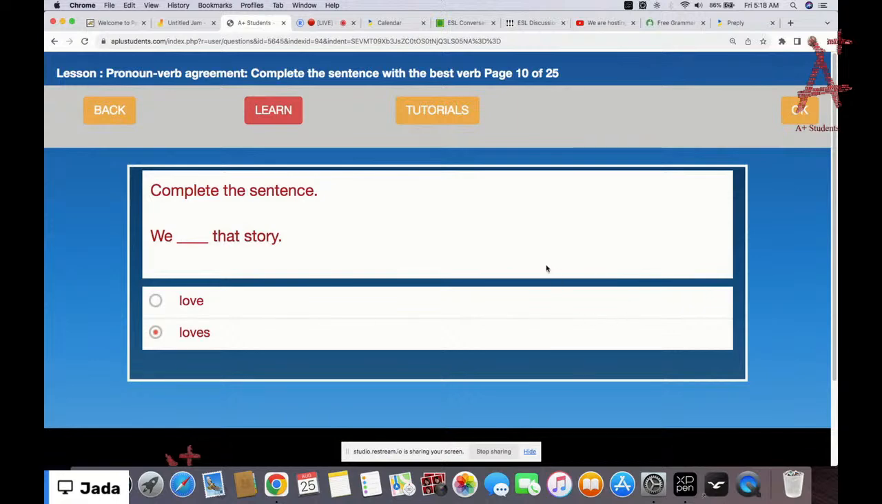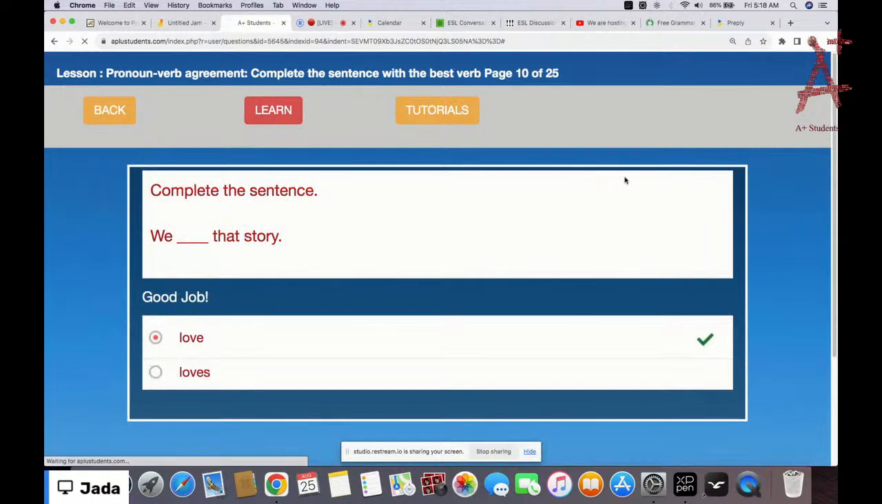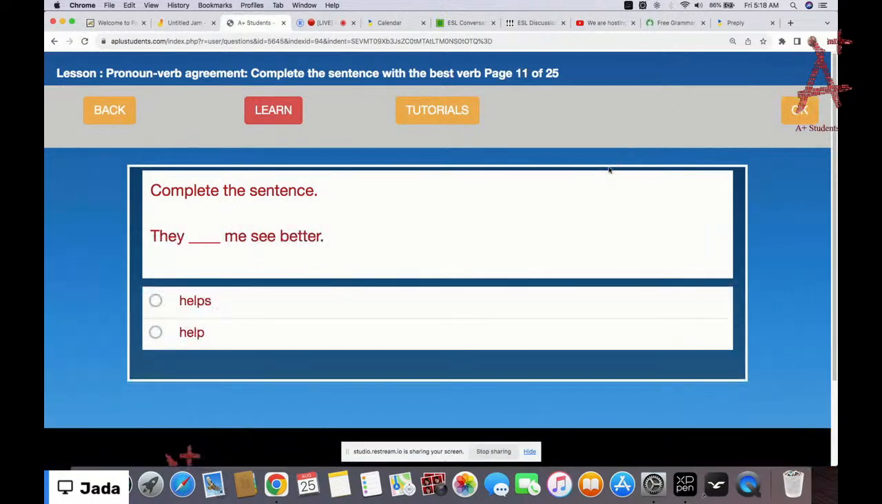Are you leaving here? All right, so we have "we." "We" shows that it's plural, right? So you're going to get the verb without S. We love that story, because "we" is talking about more than one person. "They" now is what? "They" is plural, so it's going to go with the one without S. They help me see better.